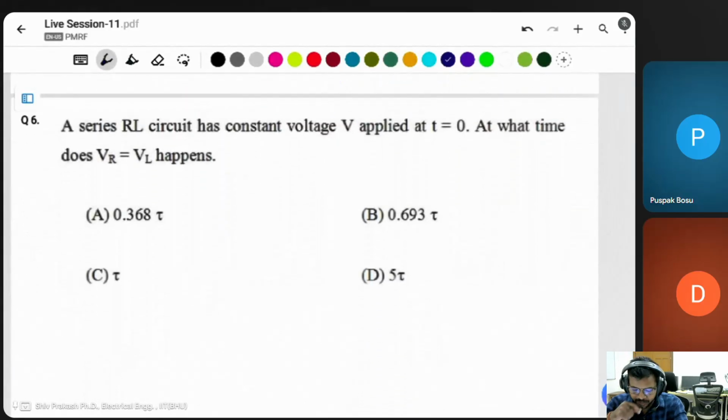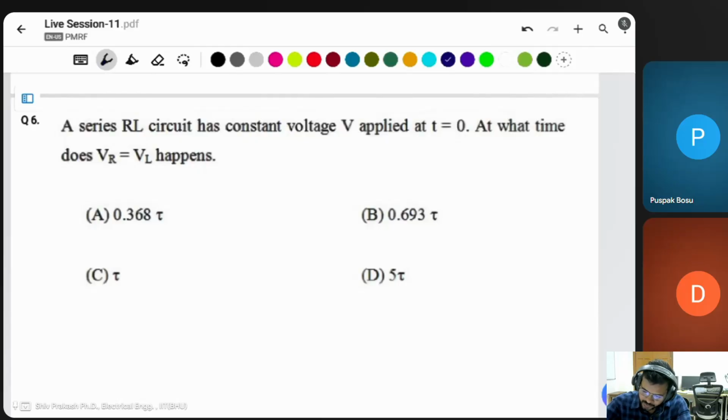Next question is here. A series RL circuit has a constant voltage V applied at t is equal to 0. At what time does VR equal VL? For a series RL circuit with a constant voltage, it means a DC source is applied at t is equal to 0. It means before t is equal to 0 there is no source, so there is no initial current in the inductor.